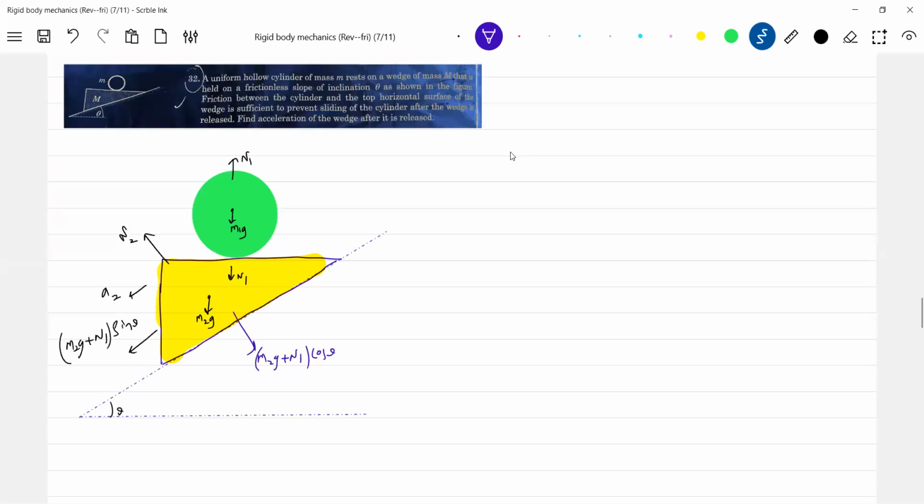Okay, till here this one. And this is rough. It's telling this is rough. So we'll apply a pseudo force. This will be M1A2. Component of that will act towards right. Component of this force will act towards right.